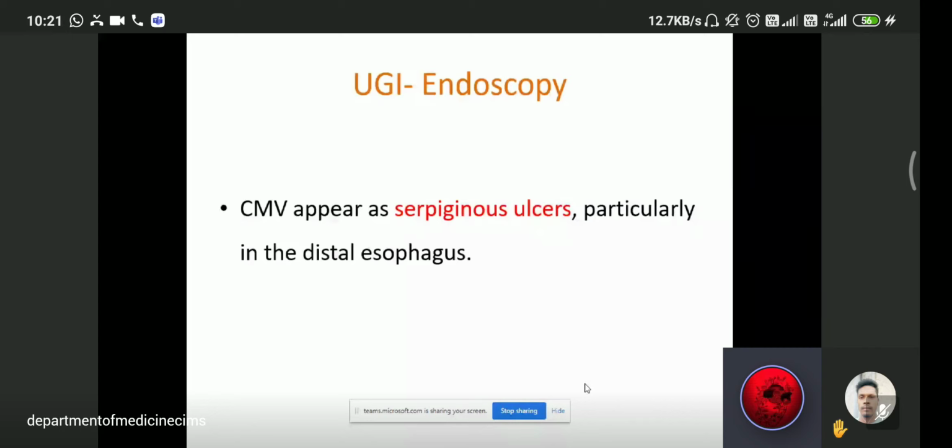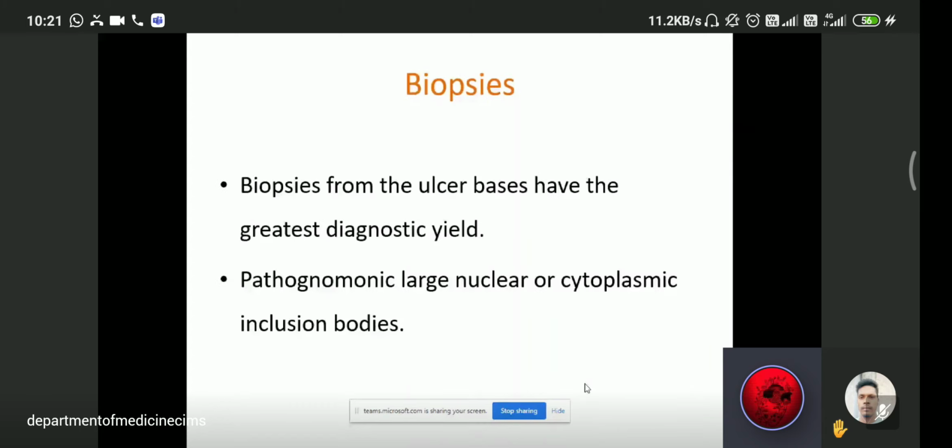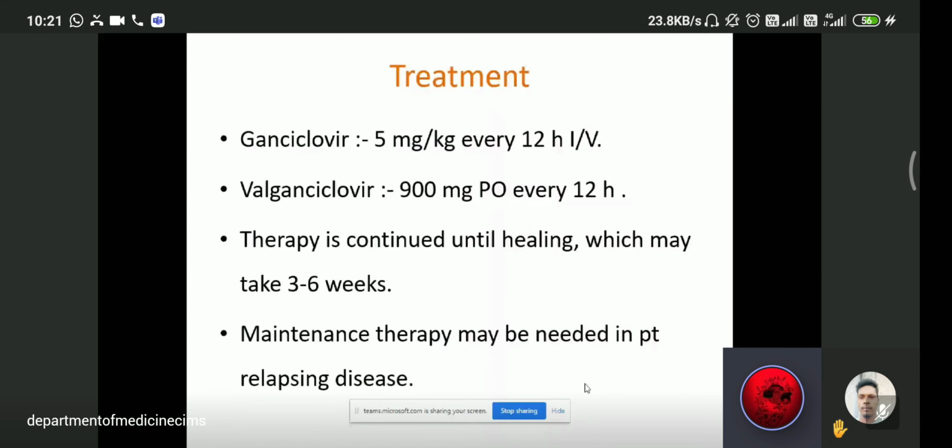Biopsy from the ulcer base, not the margin, yields a greater diagnostic finding. Pathognomonic large nuclear or cytoplasmic inclusion bodies are seen in biopsies. Treatment is ganciclovir 5 milligram per kg intravenous every 12 hours, or oral valganciclovir 900 milligram every 12 hours. This therapy is to be continued until healing, which may take 3 to 6 weeks. Maintenance therapy may also be needed in patients with relapsing disease.